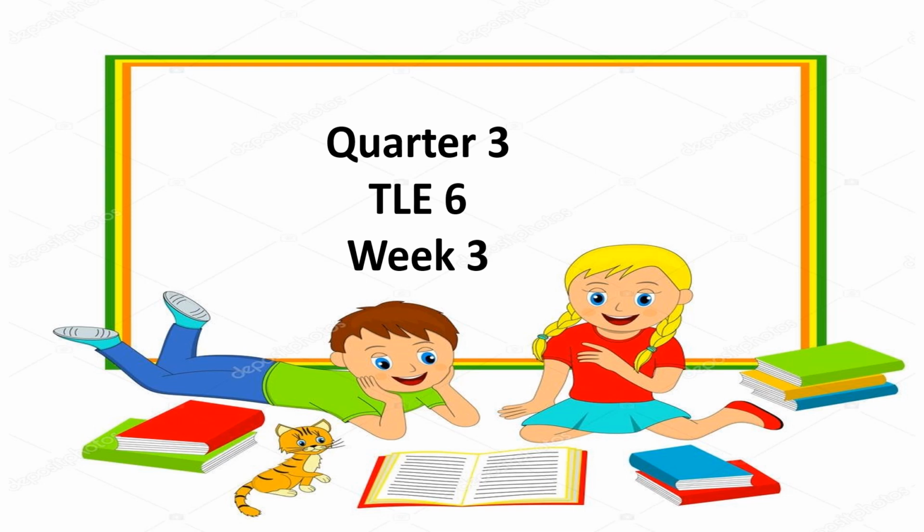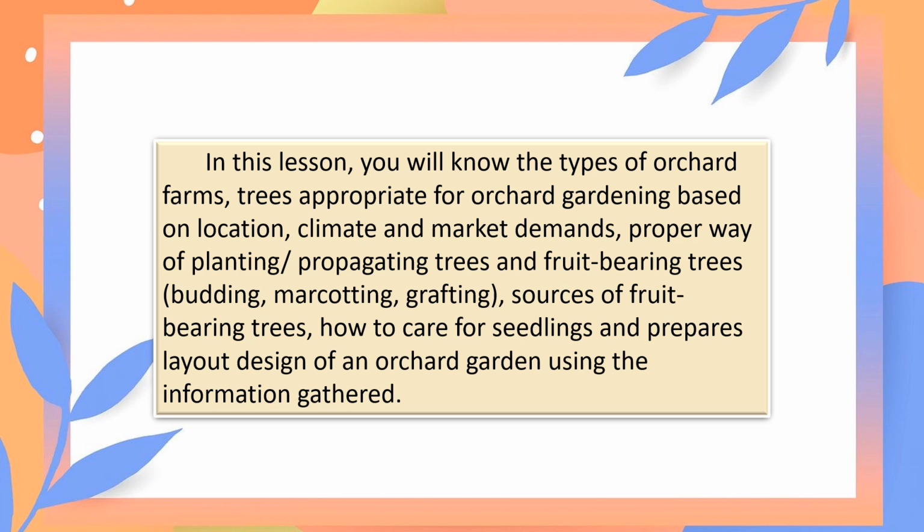So we are now in quarter 3, week 3. In this lesson, you will know the types of orchard farms, trees appropriate for orchard gardening based on location, climate and market demands, the proper way of planting or propagating fruit-bearing trees, such as budding, marcotting, and grafting, sources of fruit-bearing trees, how to take care of seedlings, and prepare a layout design of an orchard garden using the information gathered.